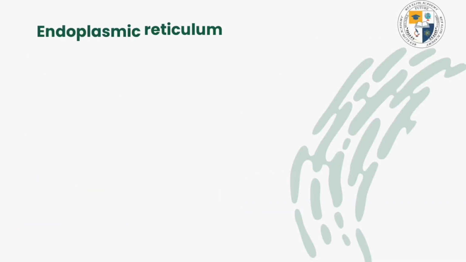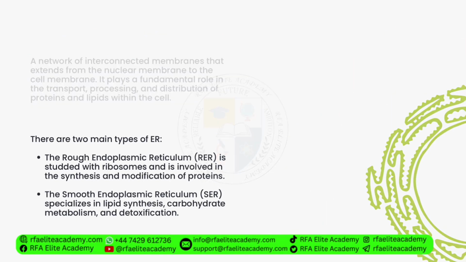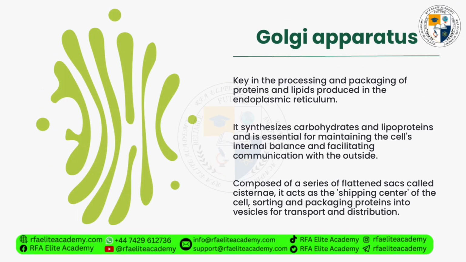The next part of protein synthesis is the endoplasmic reticulum, which is just a layer of interconnected membranes that are connected from the nuclear membrane to the cell membrane. There are two types of endoplasmic reticulum, the rough one and the smooth one. The rough endoplasmic reticulum contains ribosomes and the smooth one does not. The next part of protein synthesis is the Golgi apparatus. This is basically an organelle that is responsible for transporting, modifying and packaging proteins and lipids.